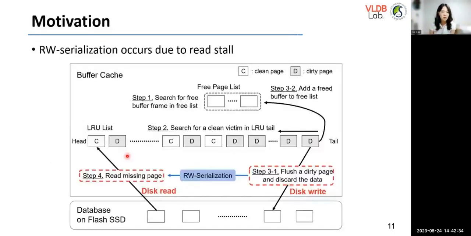Next, I will explain the reason why these characteristics of flash SSDs and the database buffer manager cause I/O serializations. As I explained before, the read request is stalled by the write request when a dirty page is selected as a victim for replacement. This phenomenon is called read stall, and in this paper we identify read stall as one source of I/O serialization. As you can clearly see in this figure, the write request and the read request are issued one by one. So we define this type of I/O serialization as read-write serialization.